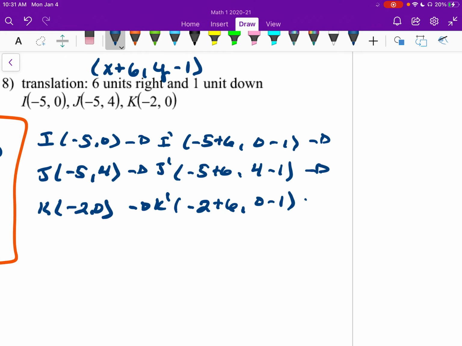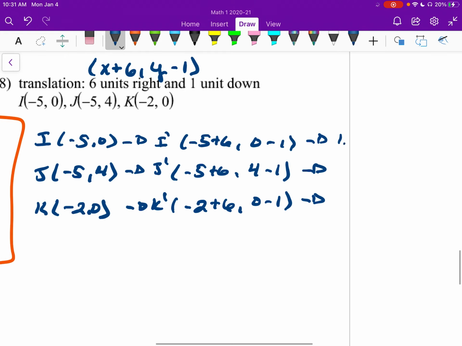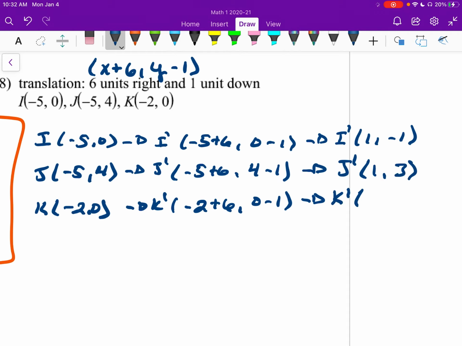So going back up to the top, I'll go ahead and do the math for this. I prime will be negative 5 plus 6 is going to be 1. 0 minus 1 is negative 1. J prime, negative 5 plus 6 is going to be 1. 4 minus 1 is 3. K prime, negative 2 plus 6 is 4. 0 minus 1 is negative 1.